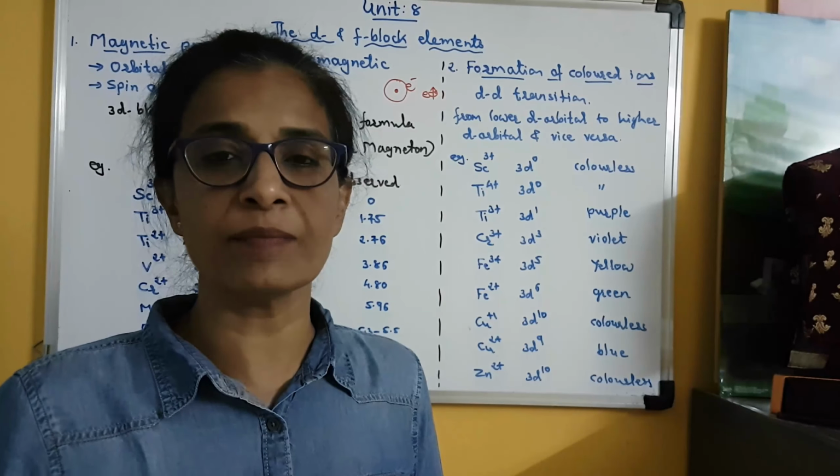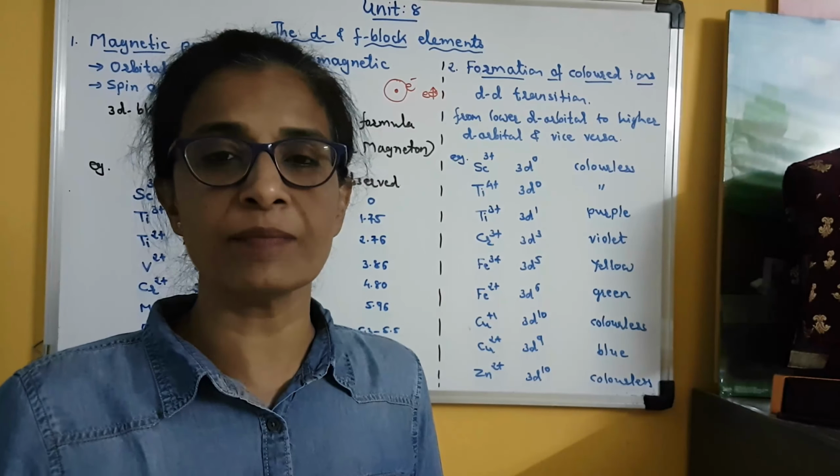Clear? So from scandium to copper, in all these elements the orbital angular momentum is quenched, it is suppressed by the spin angular momentum, and that is why orbital angular momentum has no significance for 3D block elements. So as I told you before, in this chapter we will focus only on 3D block elements. So for 3D block elements we will consider only the spin only formula in order to calculate the magnetic moment.